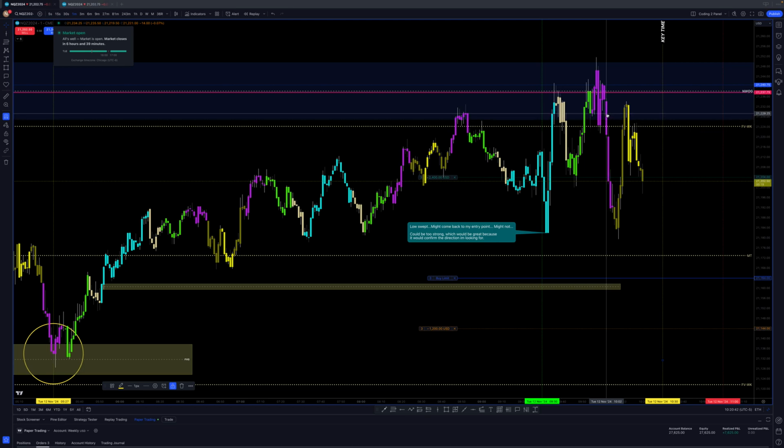That is a fair value gap. All this stuff is kind of balanced. So then it came back out of it, as you see now.